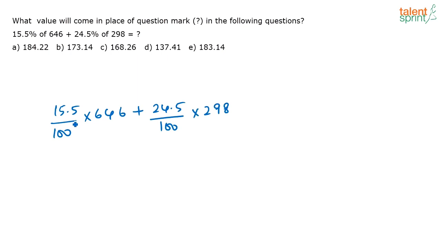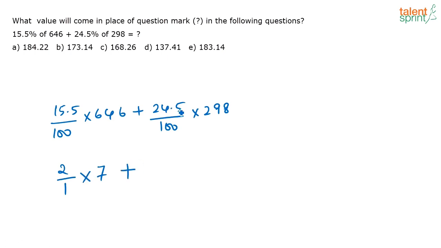Now find out the digital root of each term. What is the digital root of 15.5? 5 plus 5 is 10, 10 plus 1 is 11, that is again 1 plus 1, 2. So this is 2 by 1 into 646. 6 plus 6 is 12, 12 plus 4 is 16, or 1 plus 6, that is 7. That is the digital root here.